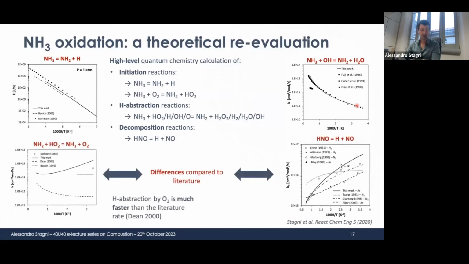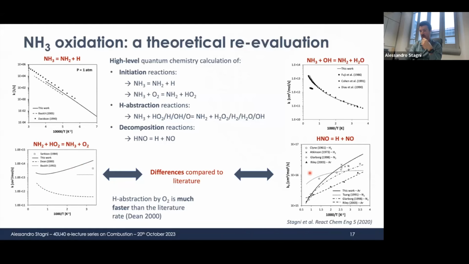On the other side, we had a lot of differences because as you can see here, the H abstraction by O2 at the bottom left, in this case, is plotted as the reverse rate. This is totally different from what is available in literature. The literature rate used until, I would say, 2018, 2019 is the dashed line here by Dean. When we performed our calculation, we obtained the continuous line. So a kinetic rate which is orders of magnitude higher, especially at very low temperatures.